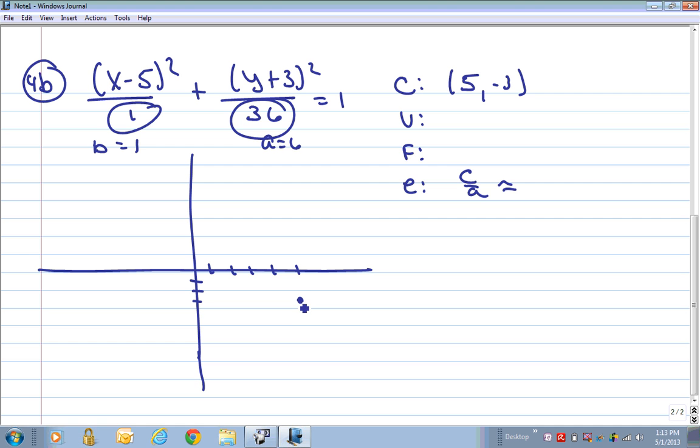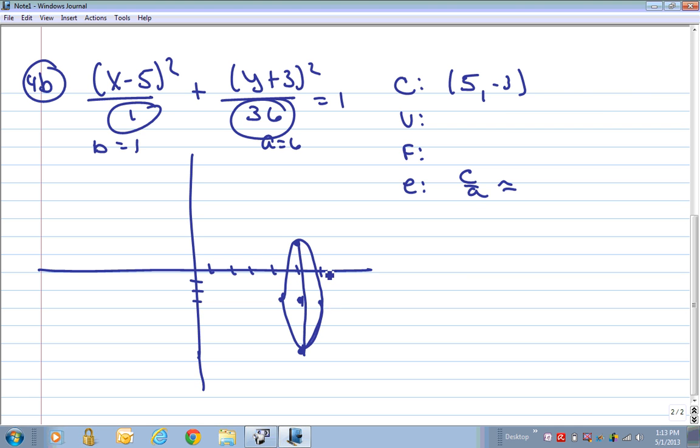So from here, we're going to go up 6. So you're up 1, 2, 3, 4, 5, 6. And we'll go down 6. 1, 2, 3, 4, 5, 6. And so that's our major axis. It's going to be a very narrow ellipse because our B value is only 1. So we would go over 1 and we would go back 1. And our ellipse is going to look something like that.